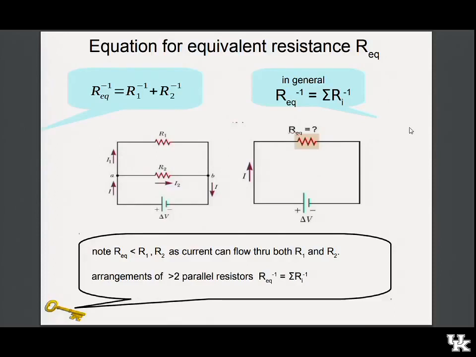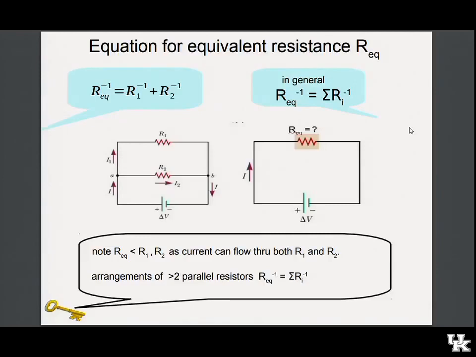So an important point here, that again is kind of the opposite from the series case. In the series case, you put two resistors in series, you make a bigger resistance. There's more impedance to the current flow. If you put two resistors in parallel, you make a smaller resistance. So this actually makes a smaller resistance. There's less impedance to the current flow.